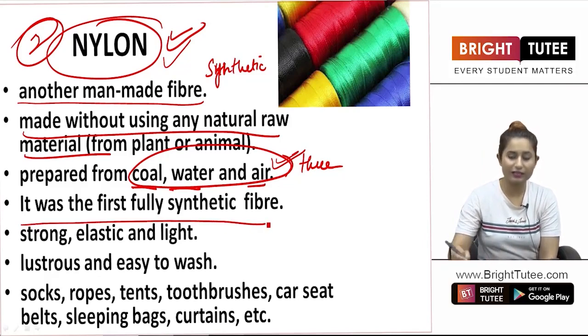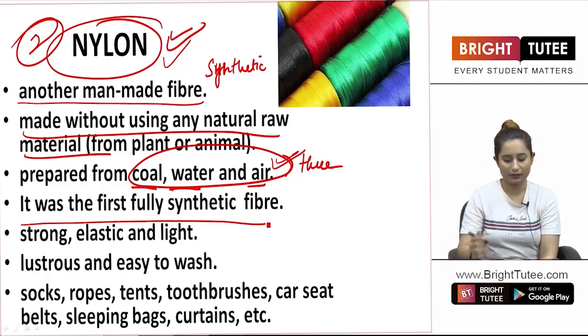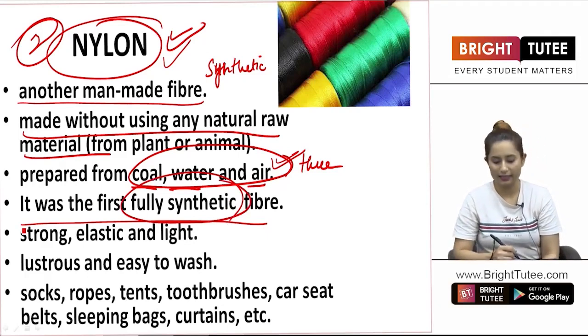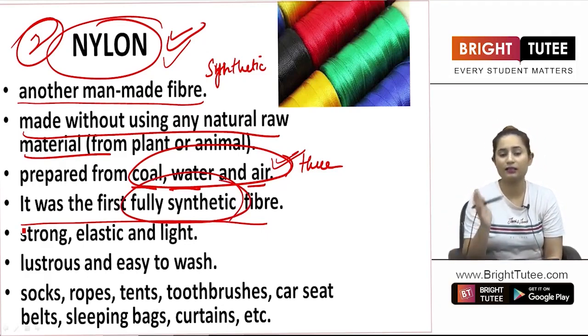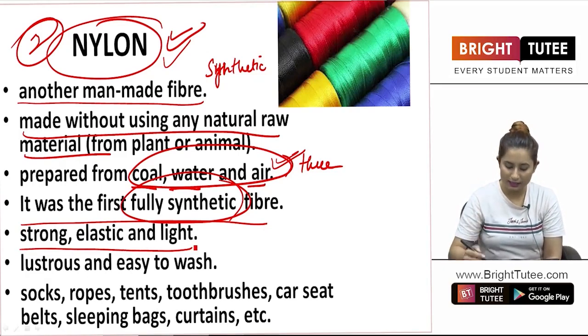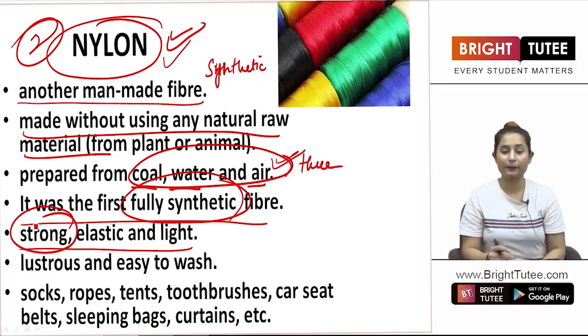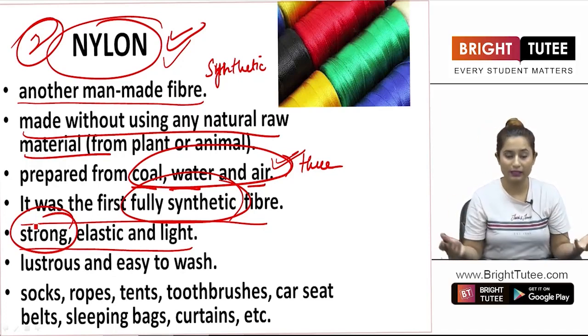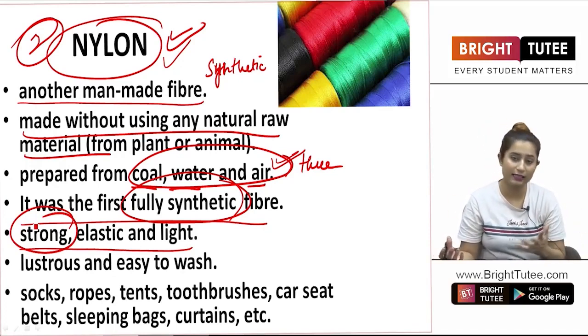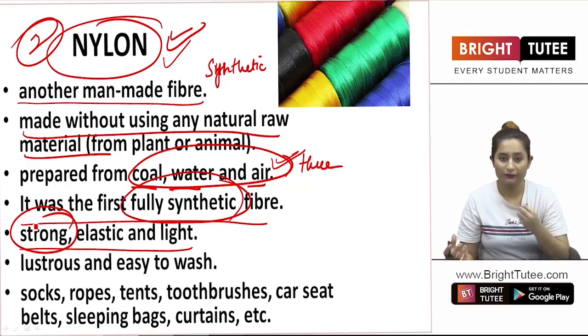It was the first fully synthetic fiber. The first fiber that is fully synthetic is nylon. It has no natural resource in it. Now, what are the important properties? It is strong. Obviously, a fabric has to be strong for its durability. If it is strong, it will last longer. It can face different adversities easily. It will not tear very easily.